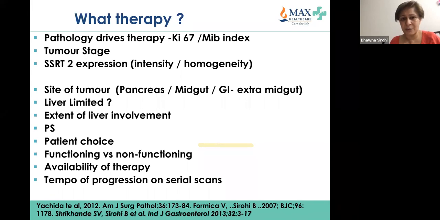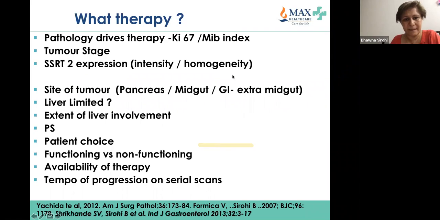And the other downside is once you start, you can't stop. Whichever treatment it is, whatever we'll discuss now, all the targeted treatments, once you start on the treatment, you have to continue those treatments forever. Forever means till progression, or they have intolerable toxicity.